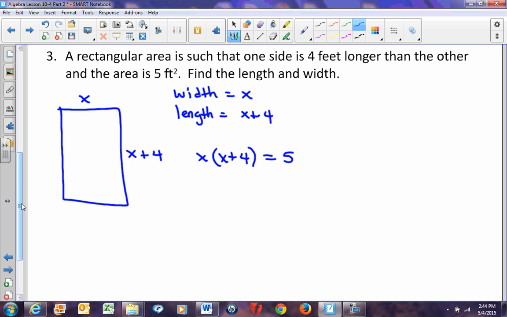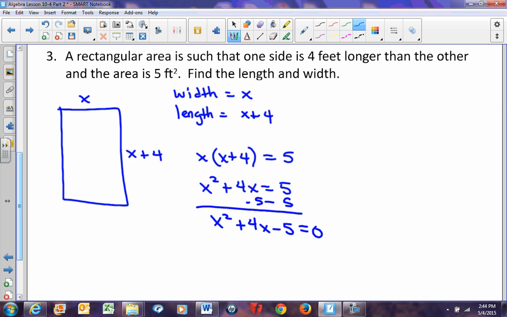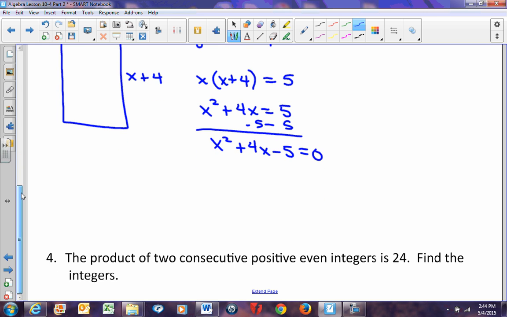In order to solve this, we have to multiply it through first. So x squared plus 4x equals 5. That is not in the right form. So we'll have to subtract our 5 and move it to the other side. So we now have x squared plus 4x minus 5 equals 0. Now we need to factor this. I need two numbers whose product is negative 5 and whose sum is 4. So I'm thinking positive 5 and negative 1. So x plus 5, x minus 1 equals 0.